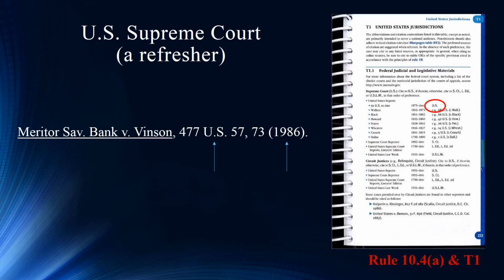That's because the court's identity is clearly conveyed by the name of the reporter. If the case is not located in the U.S. Reports, the Blue Book advises to cite one of the other reporters, such as the Supreme Court Reporter, and list the options in order of preference. Let's look at an example in the next slide.